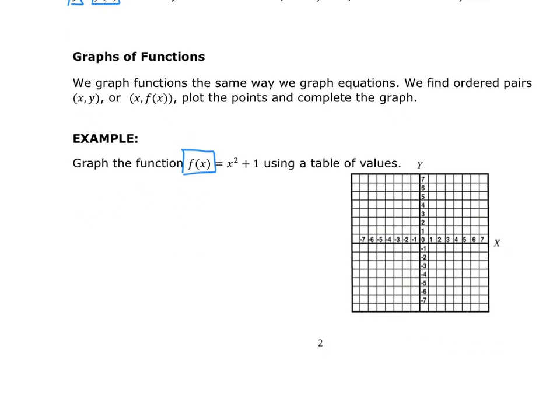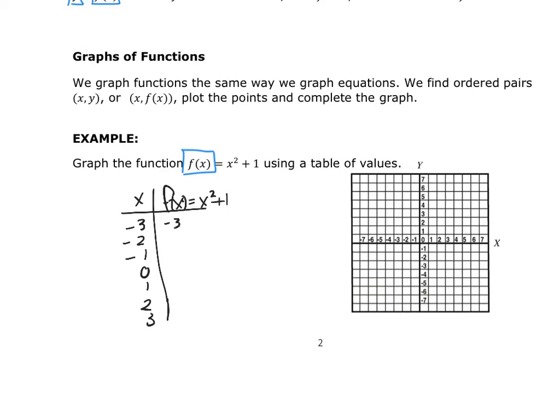So if I'm asked to graph this with a chart, then I have x and f of x, which happens to be x squared plus 1. I get to choose any values I want for x, as long as, of course, I put it in there and it makes it a real number. So I usually choose numbers around the origin. So -3, -2, -1, 0, 1, 2, and 3.